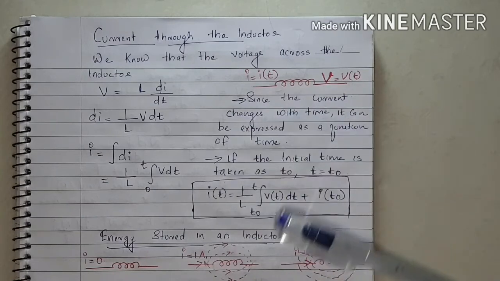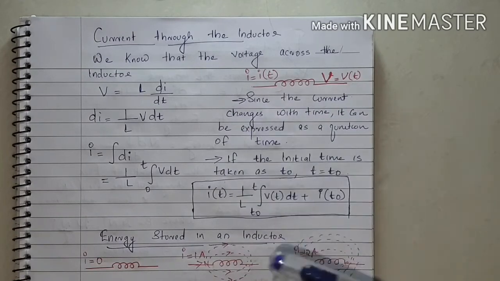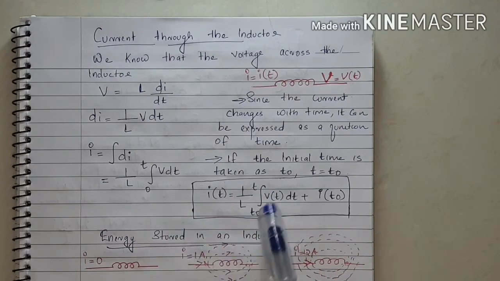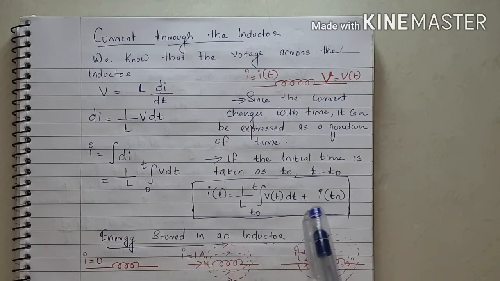If the initial time is taken as t0, it can be written as I of t equal to 1 by L integral from t0 to t of V of t dt plus a constant, that is I of t naught.